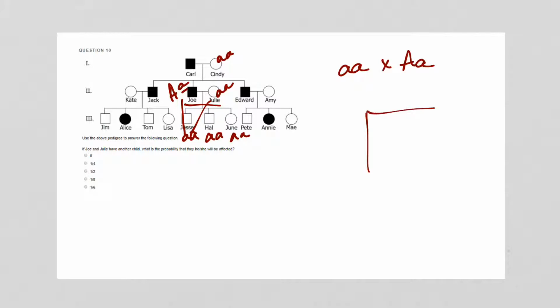So if we want to know the probability of certain phenotypes and genotypes in their children, we draw this Punnett square.